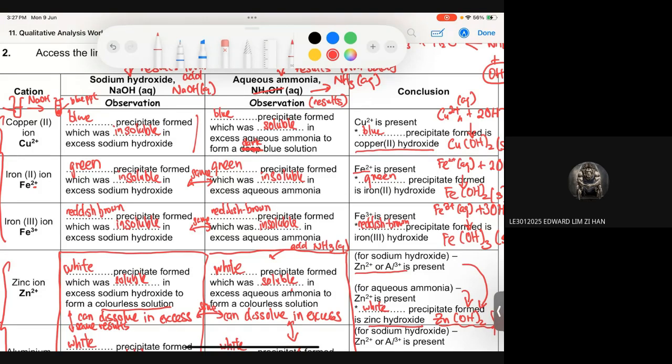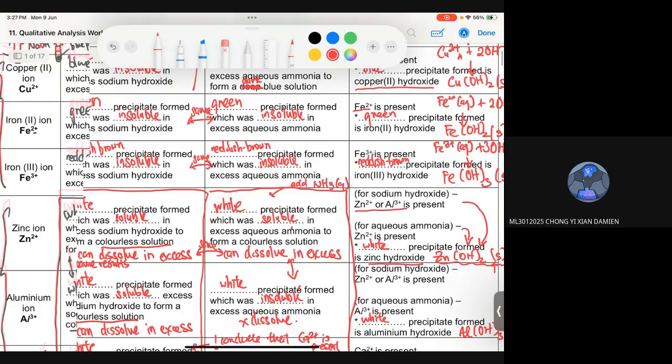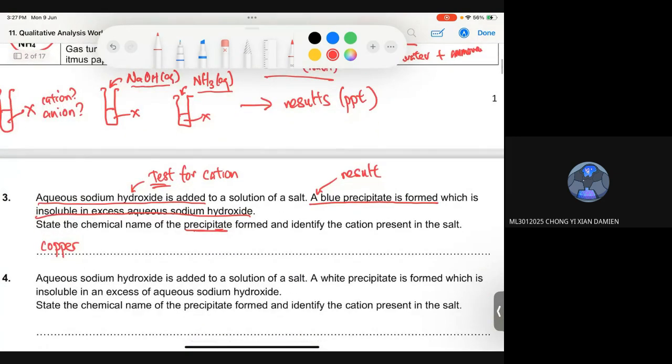Anybody want to help? Yes, you just unmute yourself, then you can just share. So you're basically testing for copper 2 ions, right? Yes. What's the blue precipitate? Copper 2 hydroxide. Yep. Okay, so being able to identify what the precipitate is is important. The precipitate is copper 2 hydroxide.